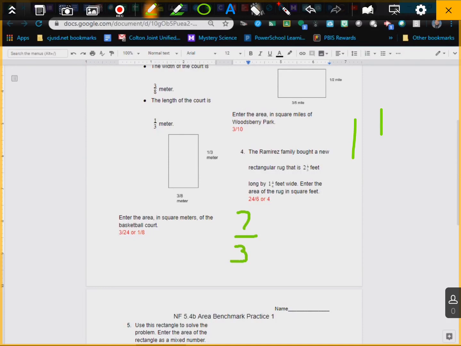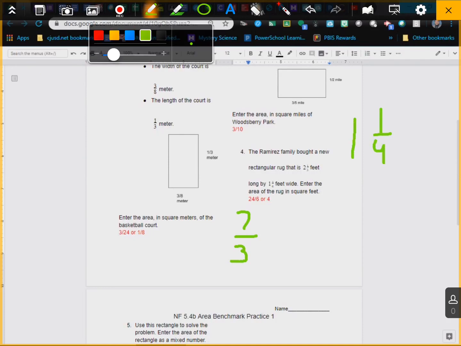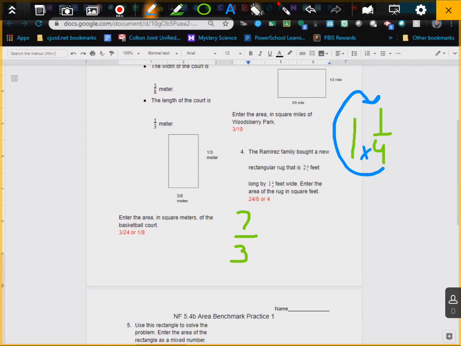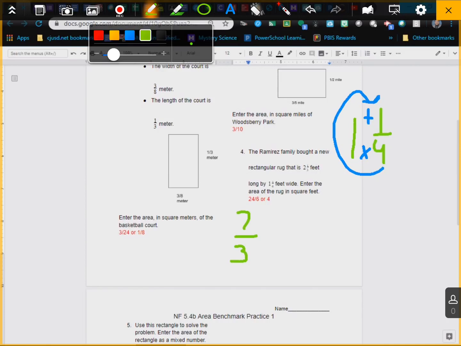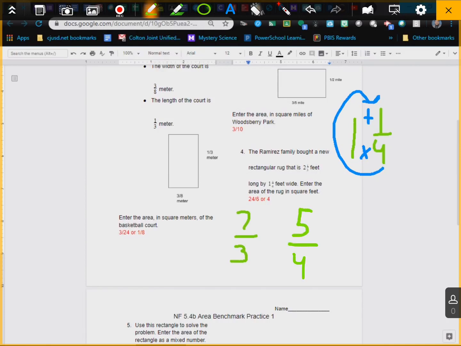Now we have 1 1/4. Well, once again, I'm going to do the roller coaster method. I'm going to multiply 4 times 1, which is 4, plus 1, which is 5. And that's going to get me 5 over 4, because the denominator stays the same. And now what I need to do is I need to multiply. Okay? 7 over 3 times 5 over 4. And 7 times 5 is going to be 35. And 3 times 4 is going to be 12.